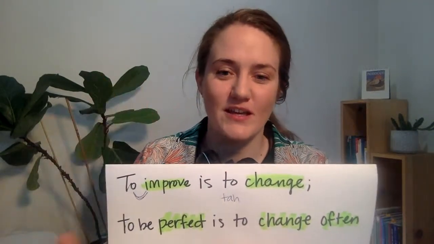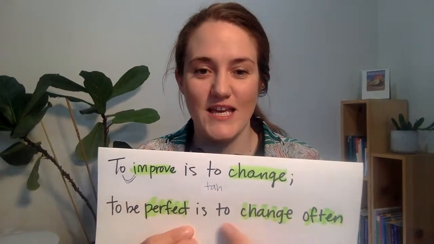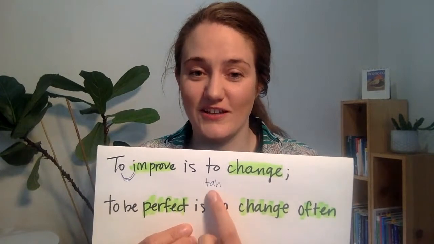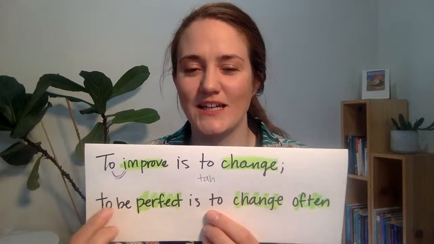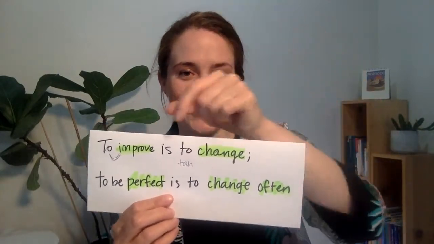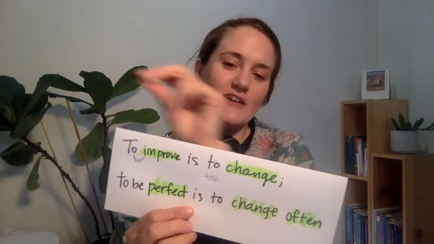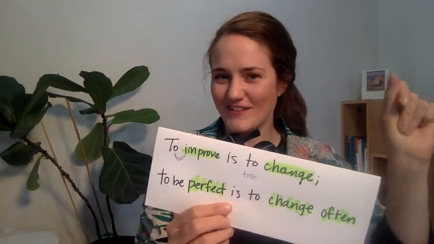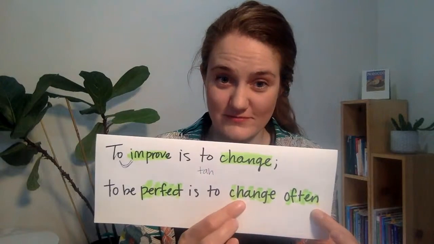Okay, so try it with me. To be perfect is to change often. And that is changing again to t. To be, to be, to be perfect is to change often. So we have to be perfect is to change often. To be perfect is to change often. I should go this way. To be perfect is to change often.